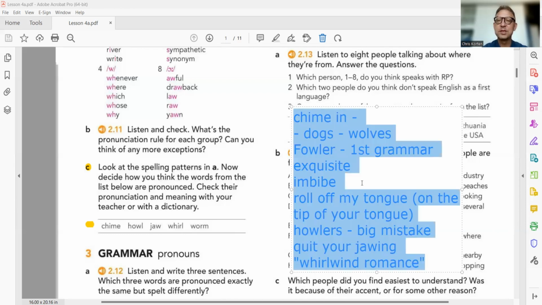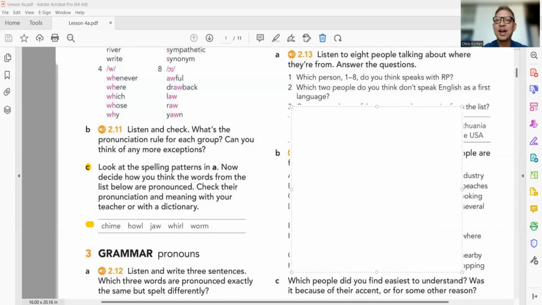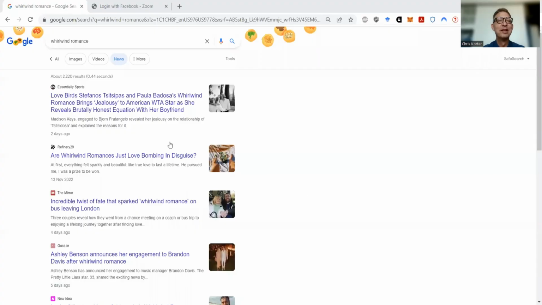I'm going to close these here. You can find them later. I decided to show you in a Google search right here how common this phrase is, because some of you might be dubious about its popularity. Dubious, remember, is doubtful. So I did a search of whirlwind romance. There were 2,000 news reports that talk about them. Are whirlwind romances just love bombing in disguise?